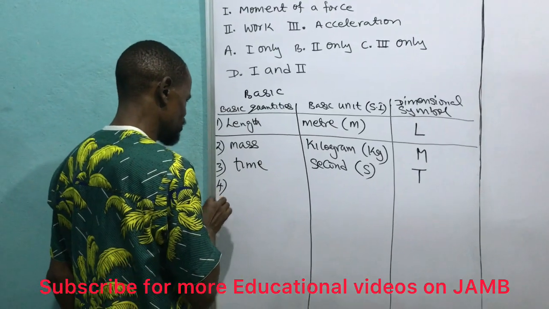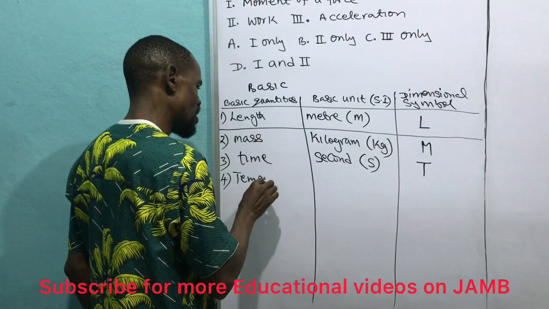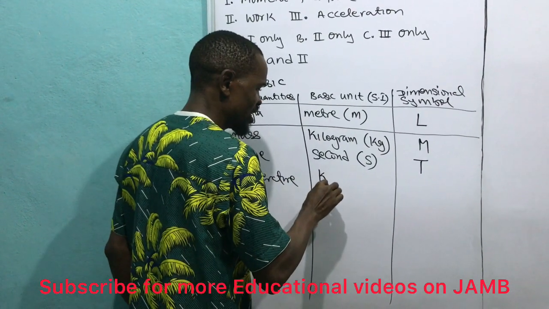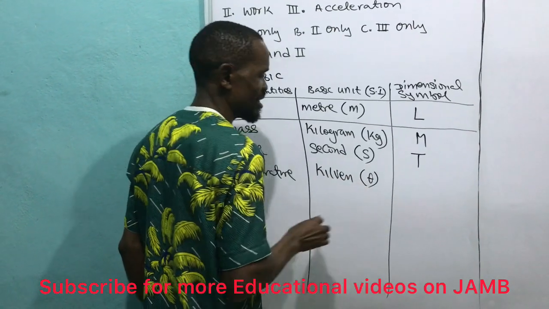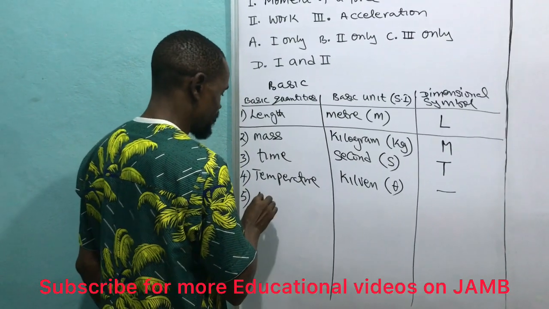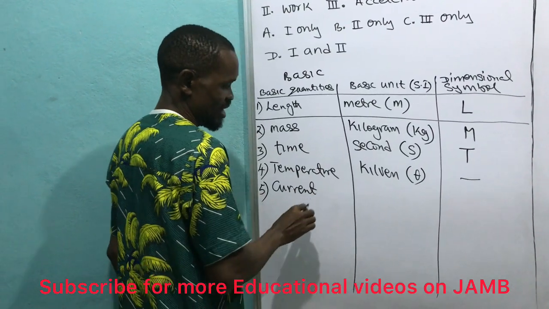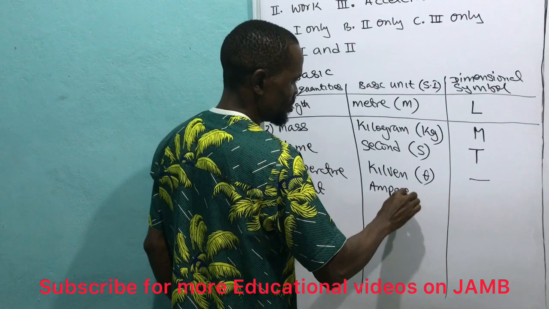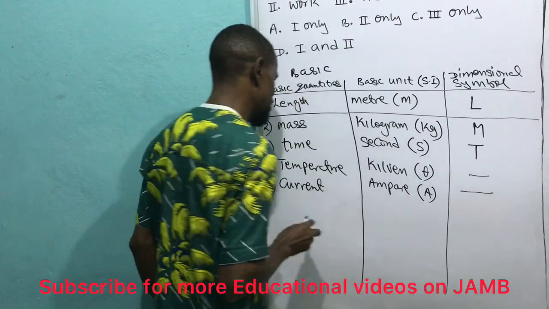Number 4 is temperature. We measure temperature in Kelvin, and we use theta as its dimension. Number 5 is electric current. The unit of electric current is the ampere, and we use A to represent the dimension.